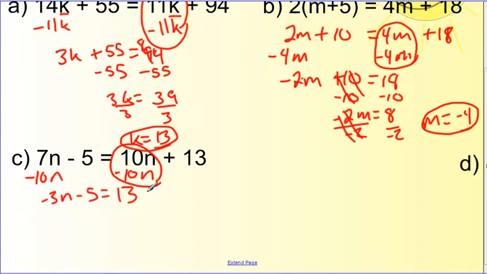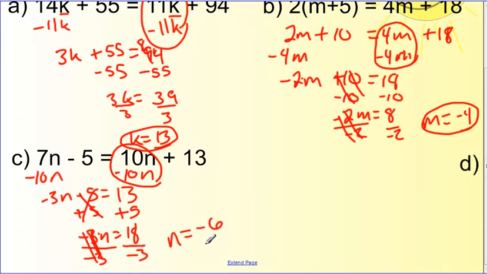Write down the rest of the stuff. I need to add 5 to get rid of this minus 5. Negative 3n equals 18. Divide by negative 3 to get rid of this multiply. And n equals 18 divided by negative 3, which is a negative 6.